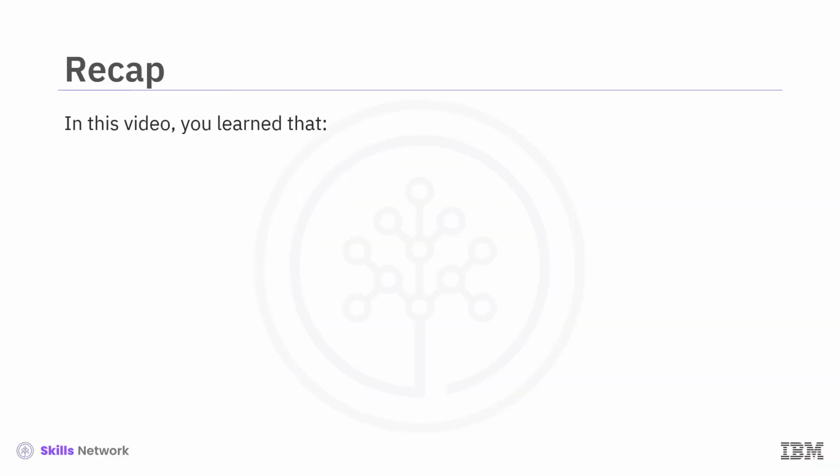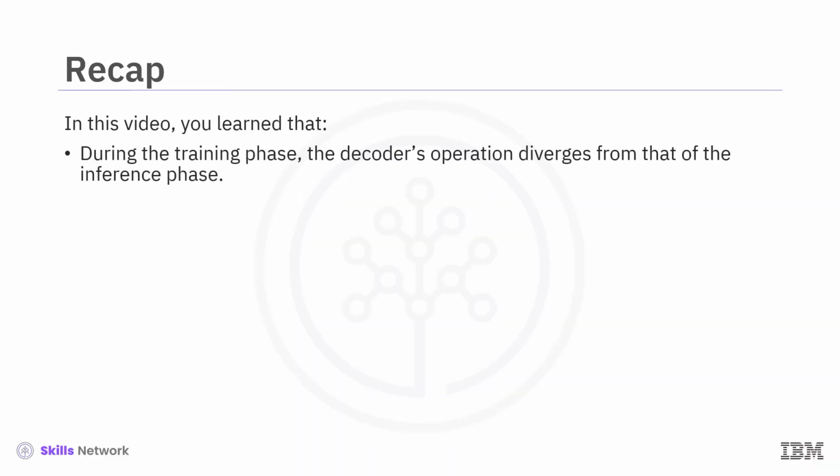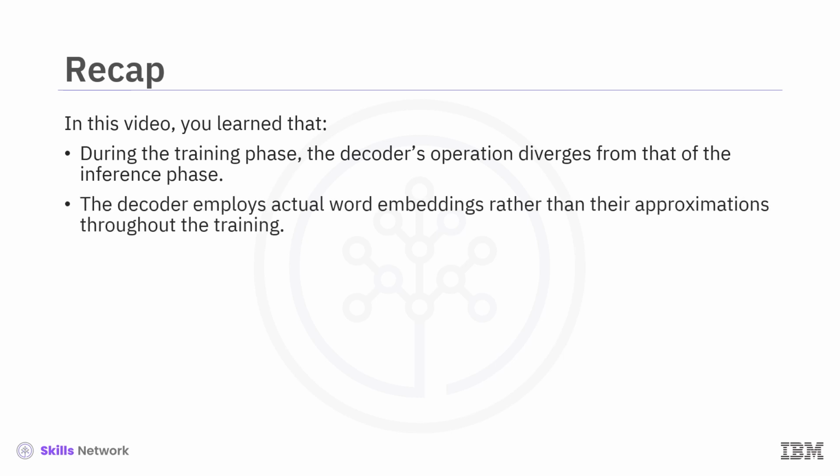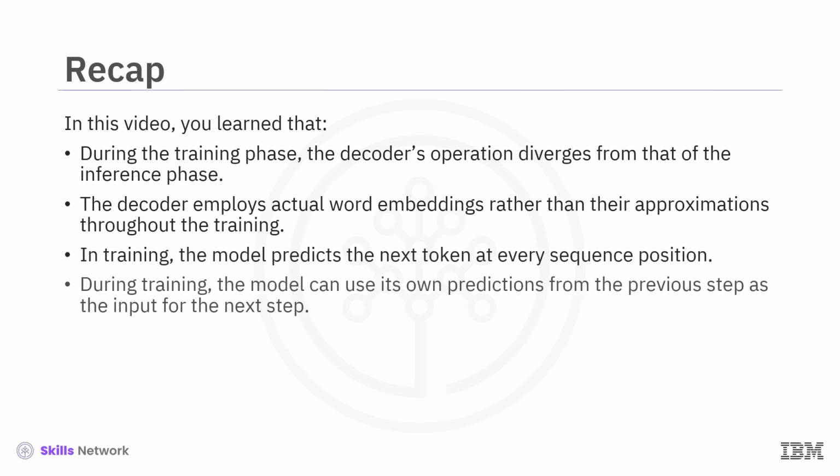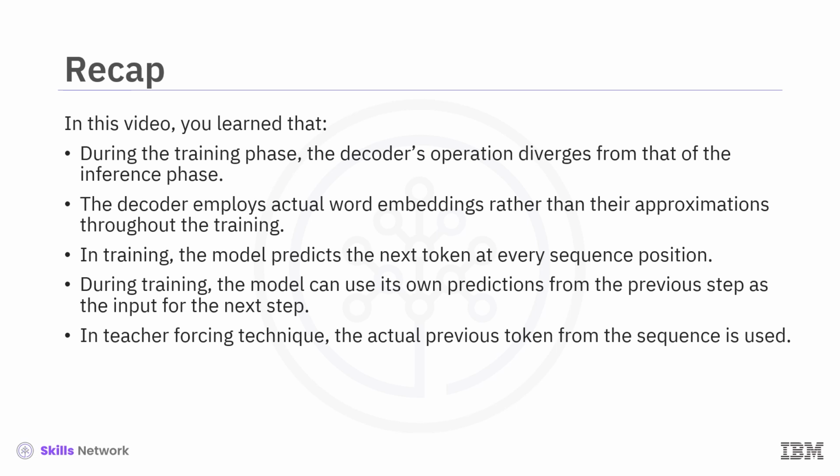In this video, you learned that, during the training phase, the decoder's operation diverges from that of the inference phase. The decoder employs actual word embeddings rather than their approximations throughout the training. In training, the model predicts the next token at every sequence position. During training, the model can use its own predictions from the previous step as the input for the next step. In the teacher forcing technique, instead of feeding the model's own predictions back as inputs for subsequent time steps, the actual previous token from the sequence is used.